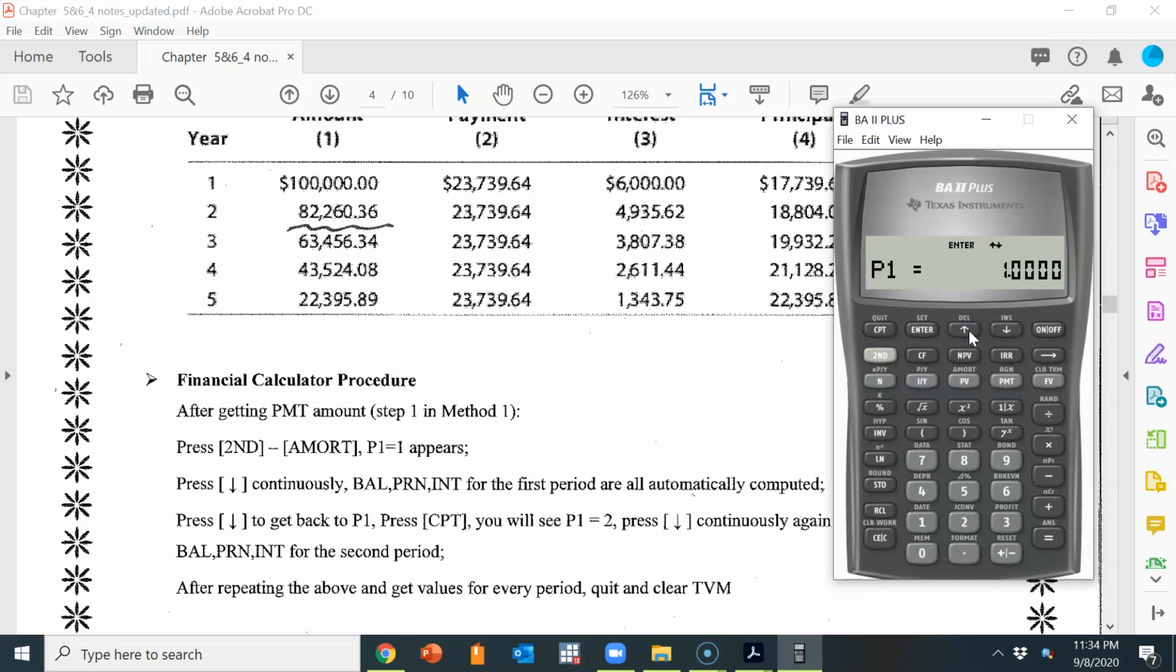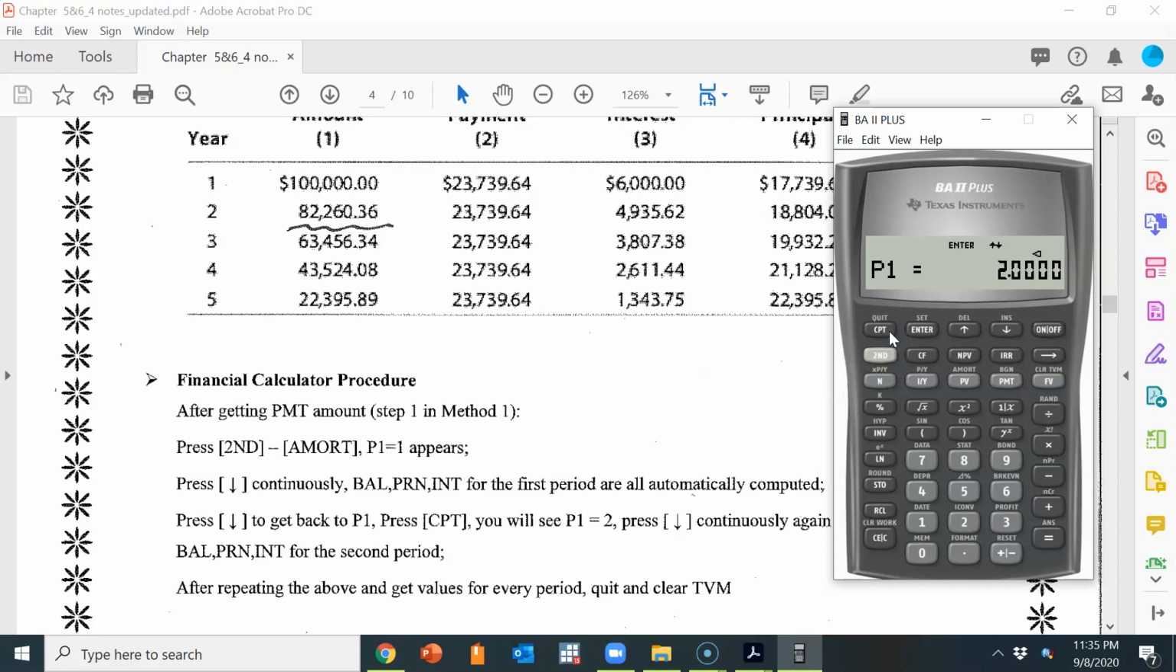And you can always write down what you have already seen here on the calculator. Okay, ending balance, BAL, principal payment, PRN, interest payments, INT, are all shown here. Okay, now we want to see the values in the second year. Okay, we can press compute.